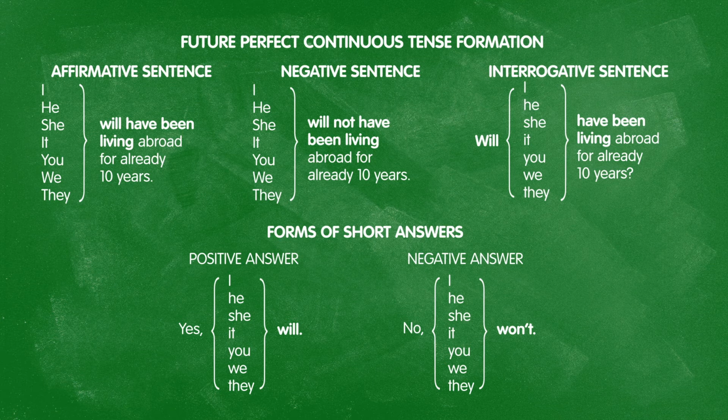And again, in the interrogative sentence, you just put will at the front. Will you have been living abroad for 10 years already? Will they have been living abroad for 10 years already? Don't let the number of words in the sentence confuse you or trick you or scare you. It's all the same. And even easier. For short answers, all you have to say again are yes, I will, or for negative answers, no, I won't.